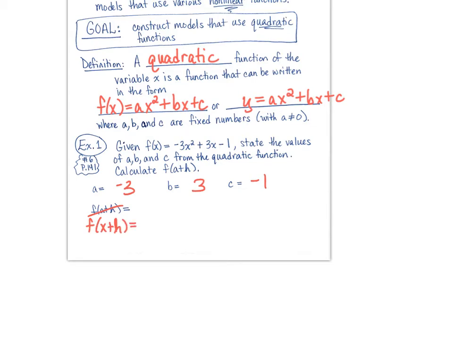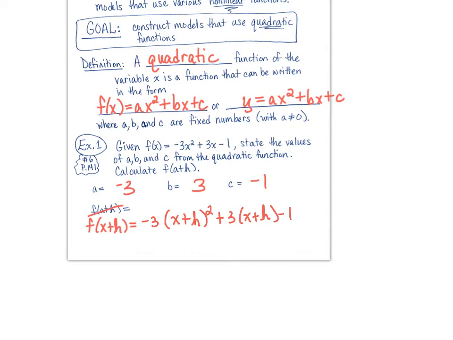So what we're going to do for f of x plus h is substitute in x plus h where there's an x here. Are we on the same page? All right, let's do it. So that means we have negative 3 times the quantity x plus h squared plus 3 times the quantity x plus h minus 1. How do we find x plus h quantity squared? Use the FOIL method. Very good.